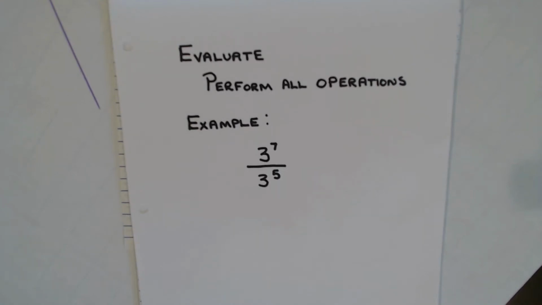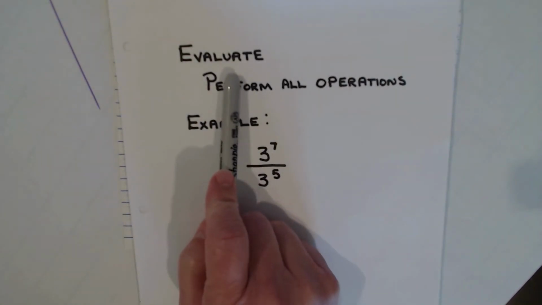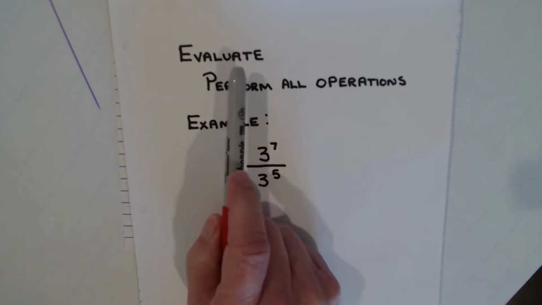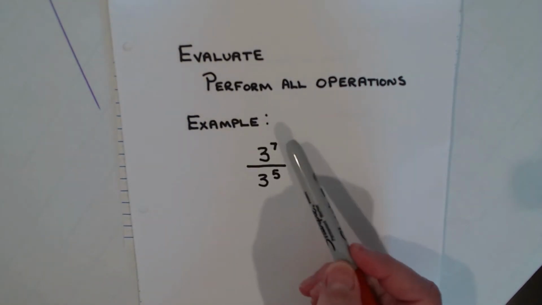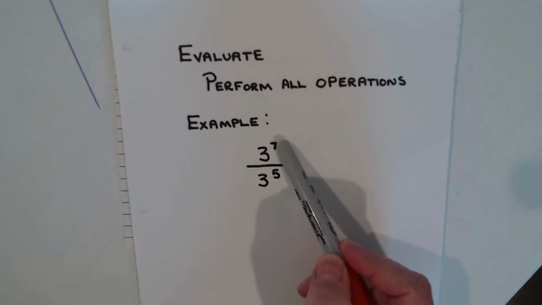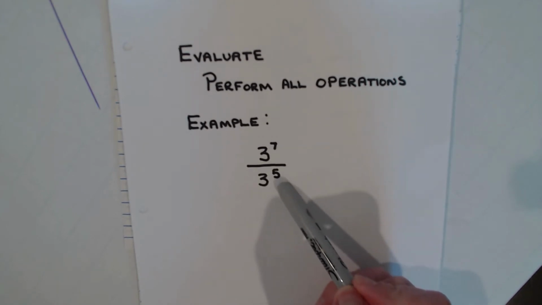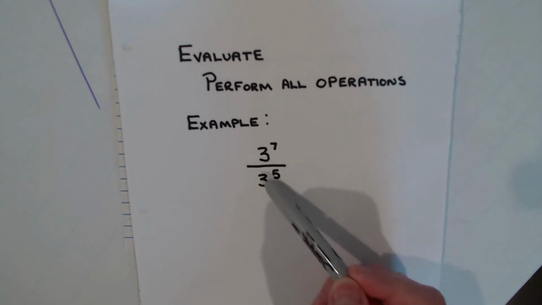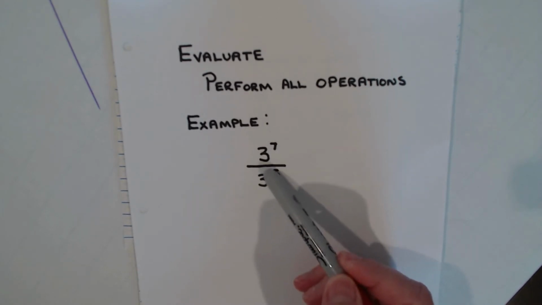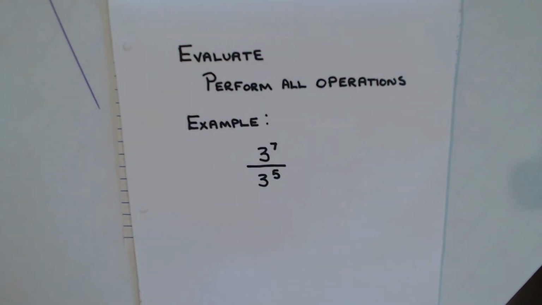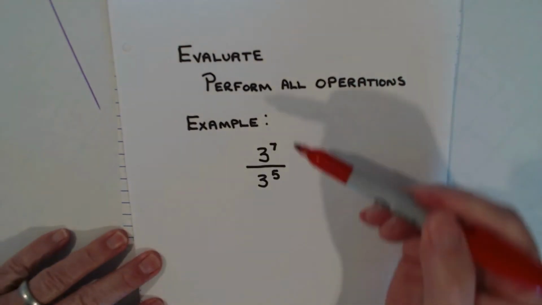The next three problems we're asking you to evaluate. Now, to evaluate the problems, you have to perform all the operations. That means you actually have to evaluate the exponents. They don't want it written as a base and an exponent. They want you to actually take out the exponent to whatever power they want you to. So we're going to do a couple examples of these, like this one right here.